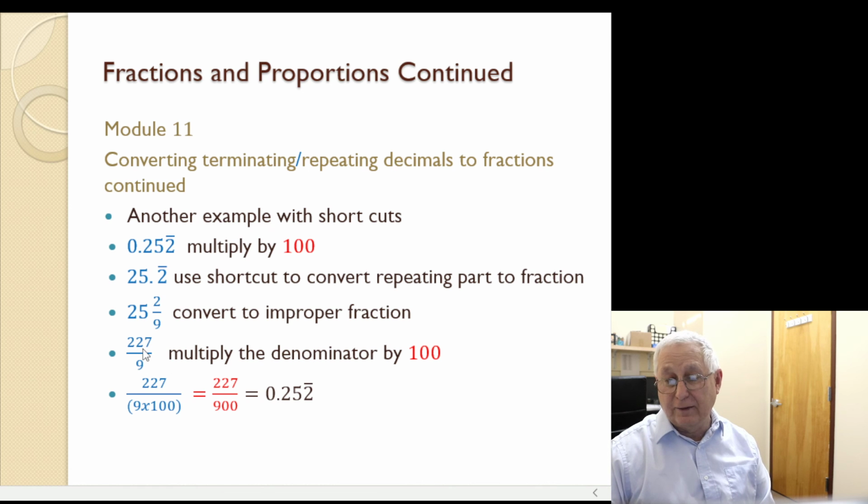And then finally, we're going to multiply the denominator here by 100, because we had to multiply by 100 up here. So it's going to be 227 over 9 times 100, which is 900. So it's going to be 227 over 900 equals 0.25 bar 2. The 2 goes on and on forever.